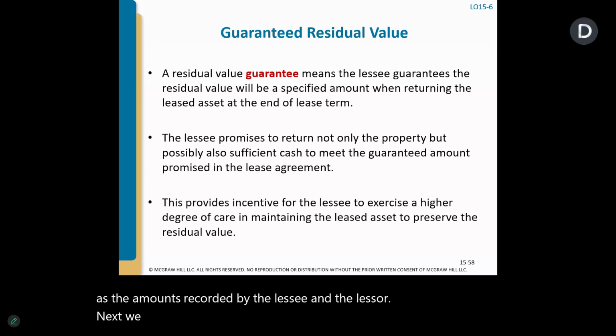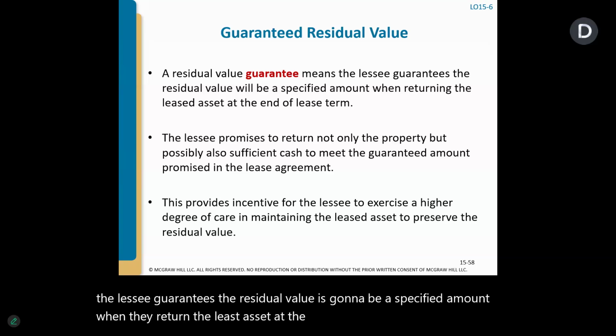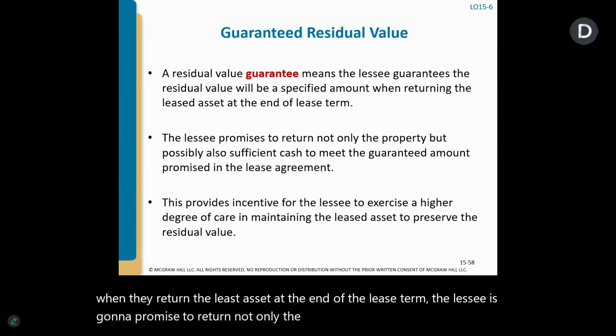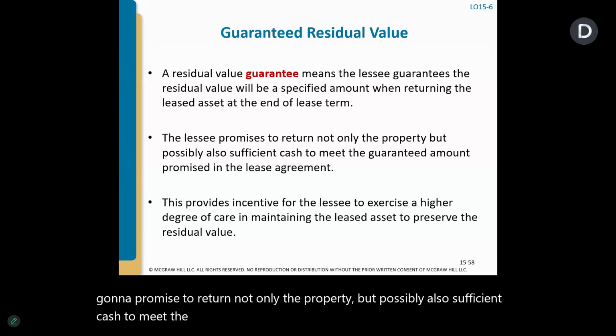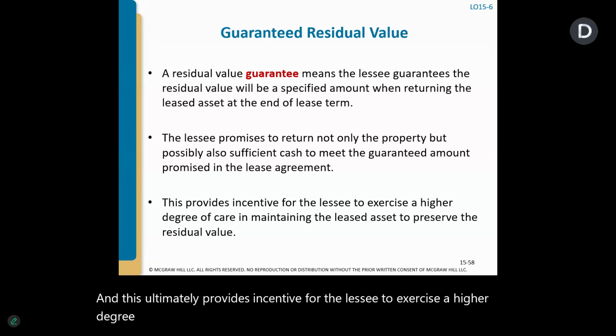Next, we have guaranteed residual. A residual value guarantee means that the lessee guarantees the residual value is going to be a specified amount when they return the lease asset at the end of the lease term. The lessee is going to promise to return not only the property, but possibly also sufficient cash to meet the guaranteed amount promised in the lease agreement. And this ultimately provides an incentive for the lessee to exercise a higher degree of care in maintaining the lease asset, because obviously they would want to preserve the residual value.